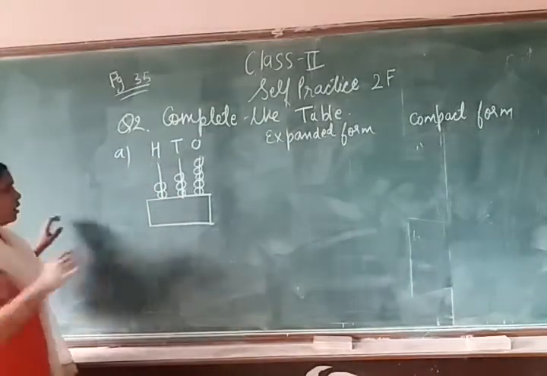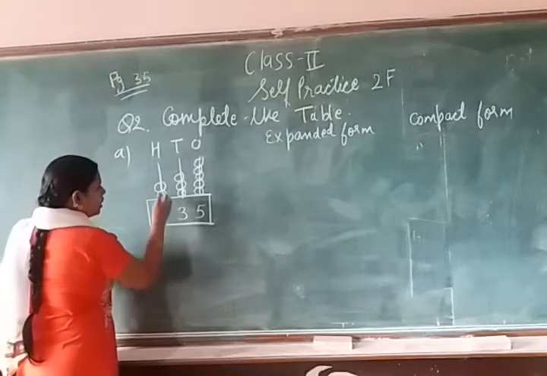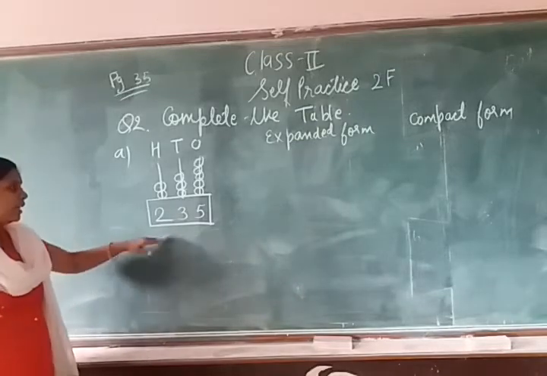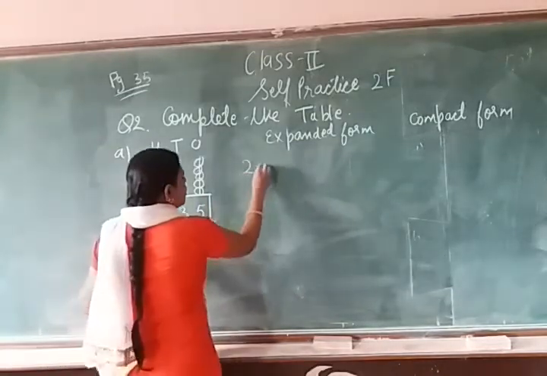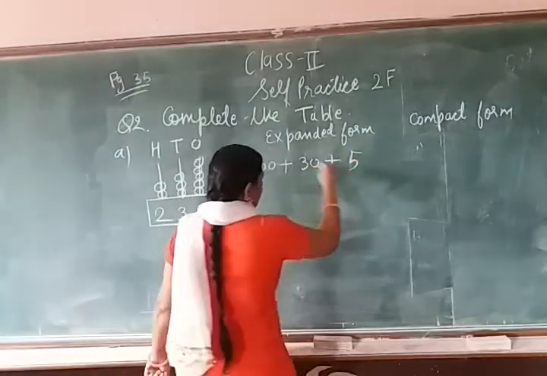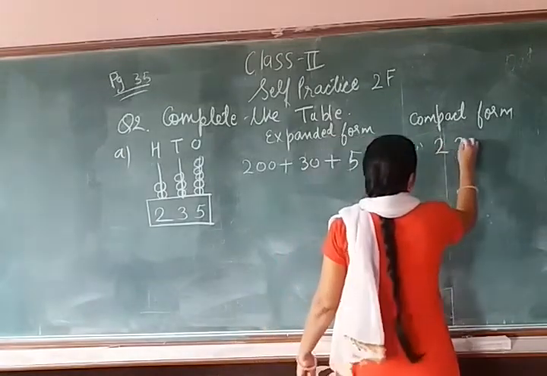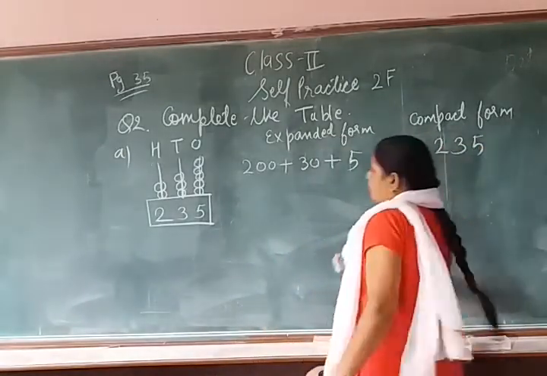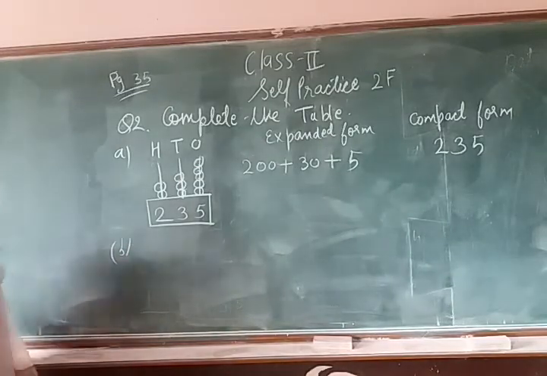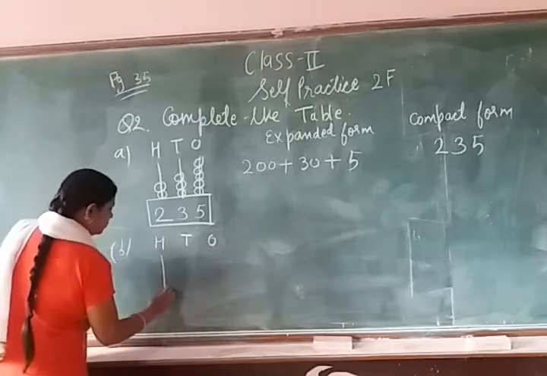what is the number? 1 2 3 4 5, 1 2 3 1 2. So what is the number? 235. So writing this number in expanded form, 200 plus 30 plus 5, and writing the compact form, 235. And this way you have to do, okay? Now the next question, B. B, H, T and O.